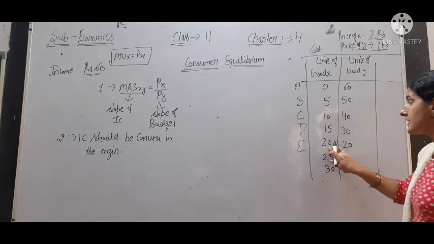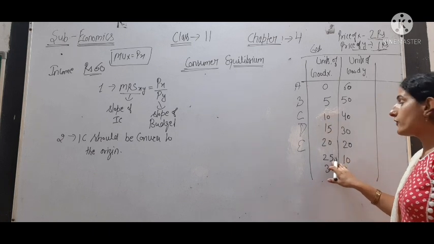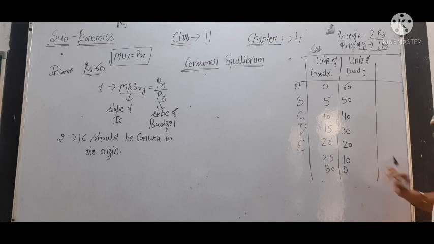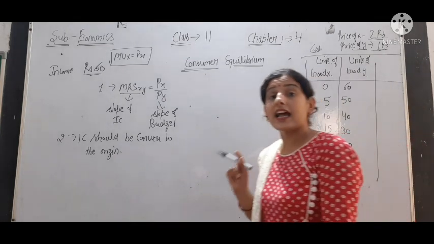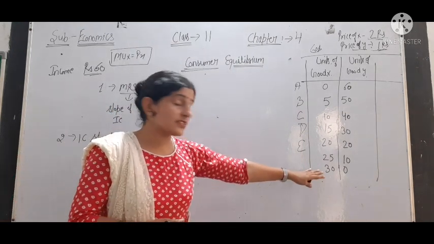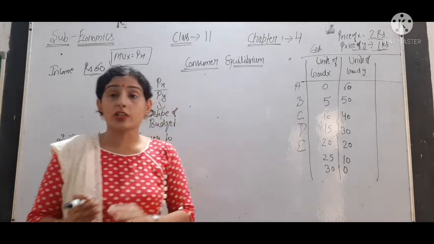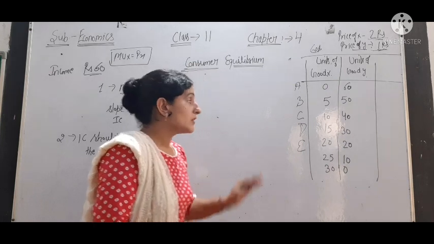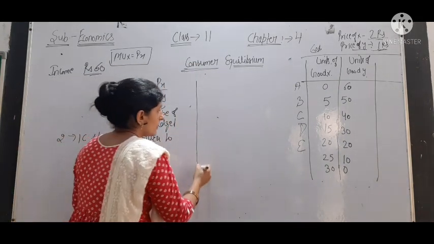Means 40 rupees is spending on X and 20 rupees on Y. Then 25 units of good X and 10 units of good Y. Then 30 of good X and 0 of good Y. It means here the consumer is spending all his income on the one commodity. So these can be the combinations that a consumer can consume. Okay. So we will understand this with the help of a table also.